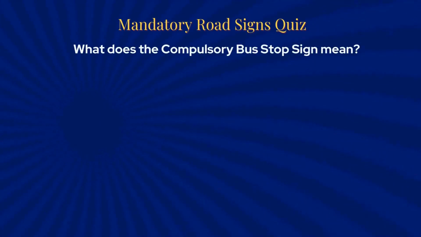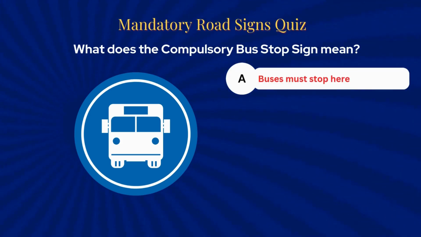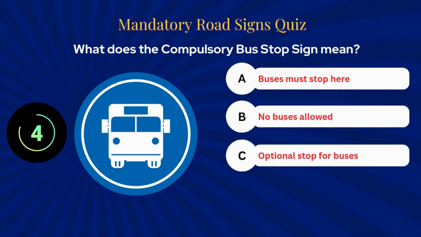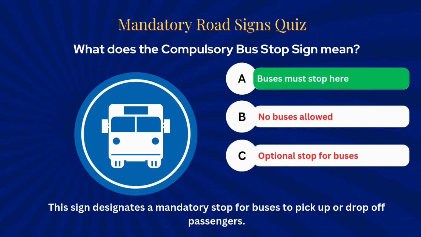What does the compulsory bus stop sign mean? Options are buses must stop here, no buses allowed, and optional stop for buses. Answer is buses must stop here. This sign designates a mandatory stop for buses to pick up or drop off passengers.